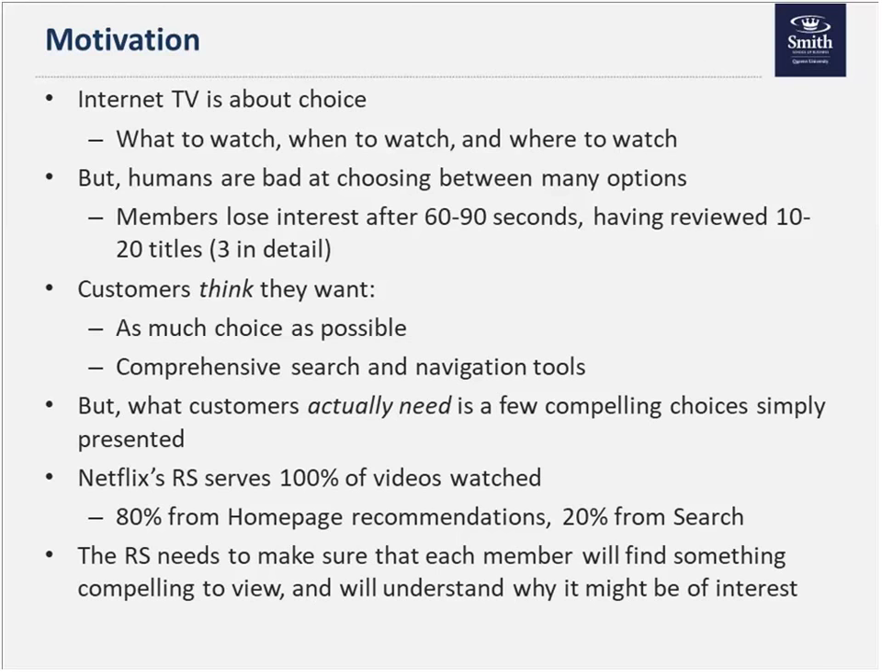You might think this was a design flaw in the user interface, but in fact, this was a very intentional choice by Netflix. They don't want you to be bogged down with this choice overload, so they don't show you all possible titles. Instead, their recommender system is the only way to find movies to watch. They say that about 80% of the watches come from their homepage recommendations and 20% from search. And again, they think their recommender system needs to make sure that each member will find something compelling to view within 90 seconds, and the user will understand why they want to watch it.